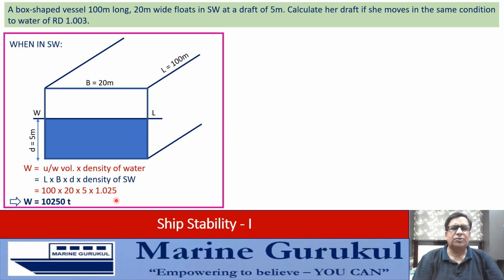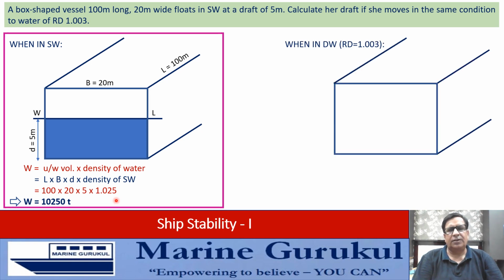Now with the same displacement, this vessel goes to water of RD 1.003. The vessel is now in dock water with the same displacement. Obviously her draft would change. Let's say now her draft is D. This draft D is in dock water of RD 1.003.